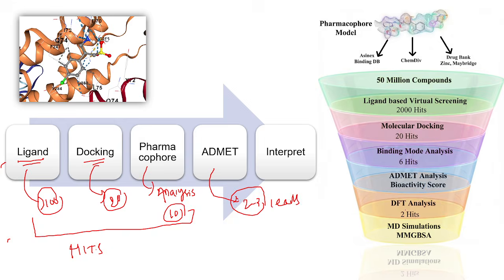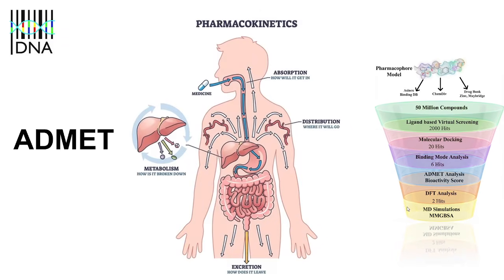So now, next, I am talking about ADMET. What is this ADMET? A stands for absorption, D stands for distribution, M stands for metabolism, and E stands for excretion. ADMET is nothing but your pharmacokinetic parameters. So what does the drug do to our body?